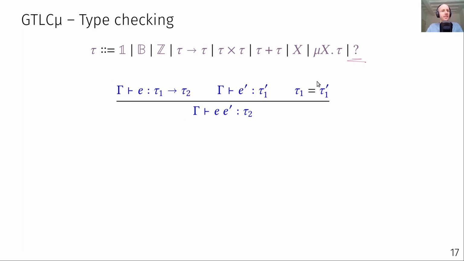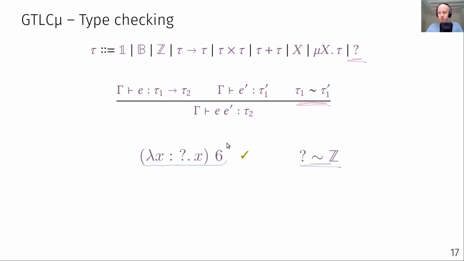You can then look at a static typing rule for function application, for instance. If we have an e from tau 1 to tau 2 and an e prime of tau 1 prime, then we have that e applied to e prime is of tau 2 if and only if tau 1 is equal to tau 1 prime. In the gradual language, we want to relax this equality a bit and replace it by a consistency relation. This consistency relation, very briefly, you can think of as identity, but the question mark can serve as a wildcard. So let's look at some examples of this typing rule.